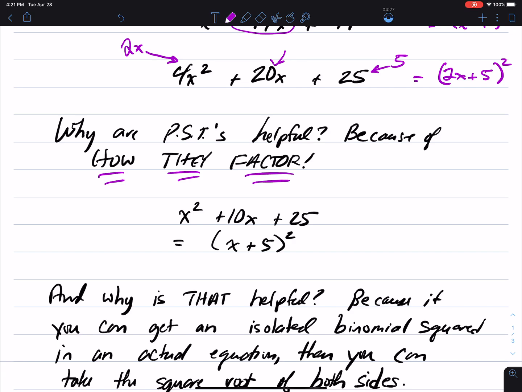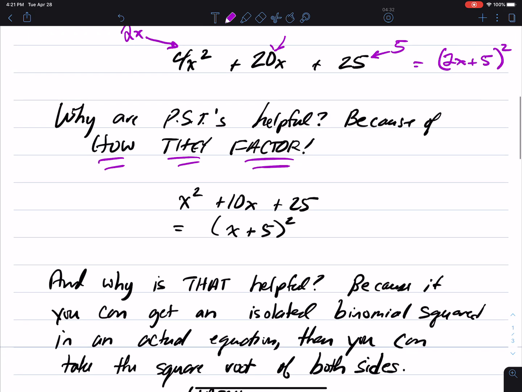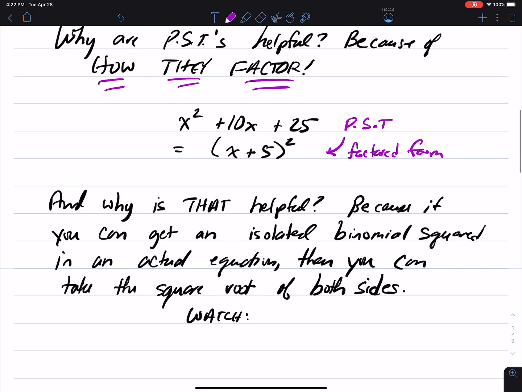So again, let's look at this explanation. I've already gone through this once, but let's look at it again. X squared plus 10x plus 25 is a PST, all right? This is a PST, okay? And then that takes you to the factored form of x plus 5 squared. Now, the next question is, why is that so helpful, okay? Why is it so helpful that we can factor it like that?